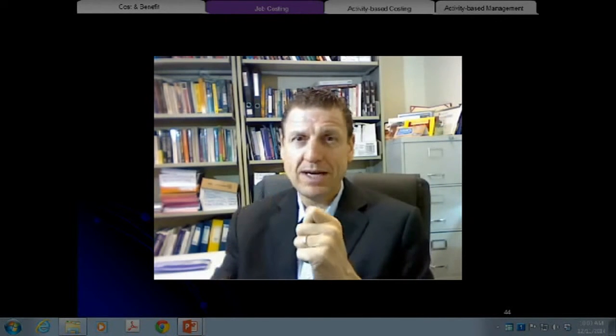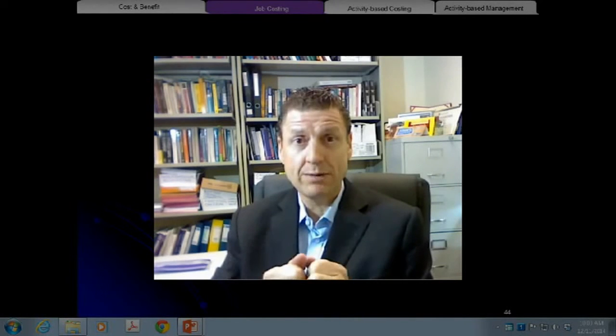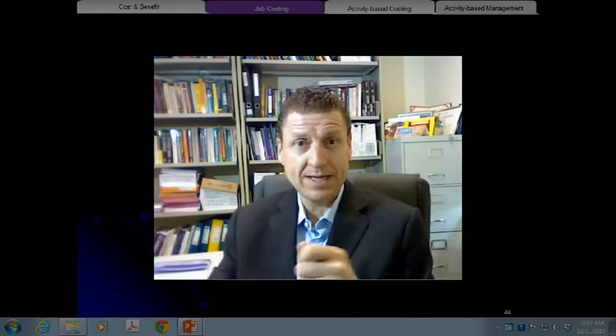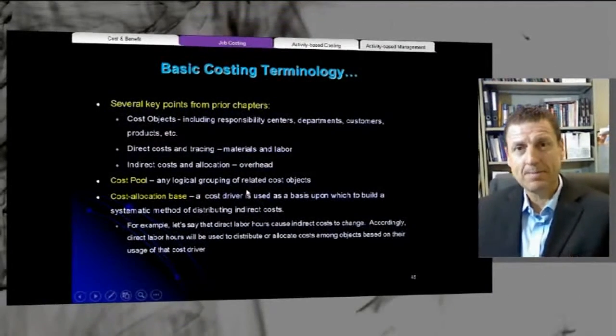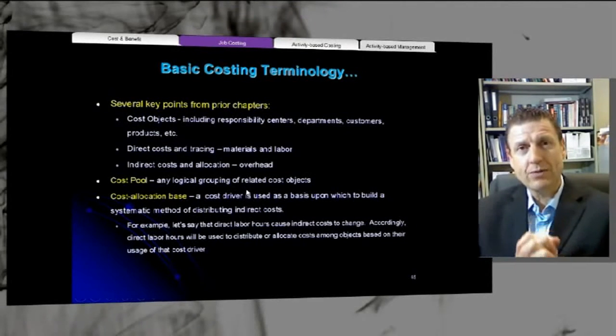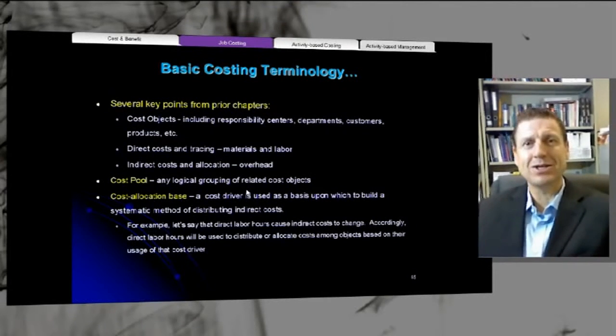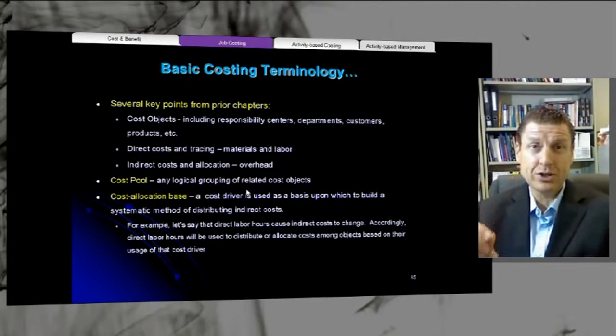So we need to be able to manage both costs and revenues in order to have a fully profitable business. And there's so much that every factory can learn with a little bit of basic job costing, a bit of cost allocation. So let's get into the good stuff, shall we? I'm excited. We really need to take away the basic cost terminology, and there are several key points from the prior chapters that we're not going to cover in too much detail in Strategic Management Accounting.